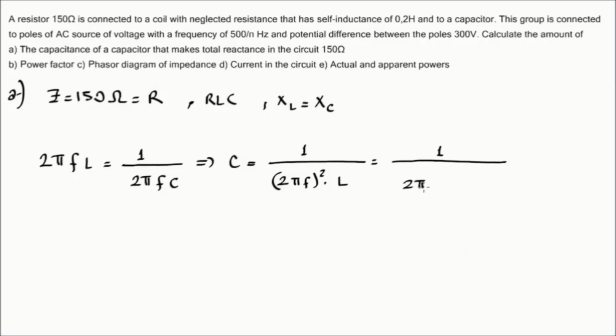It's going to be 1 over 2 pi times F, which is 500 over pi, squared, times L, which is 0.2. So C is going to be 5 times 10 to the power of minus 6 farad.